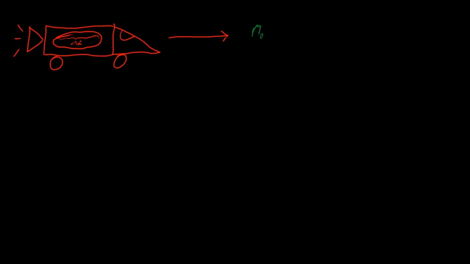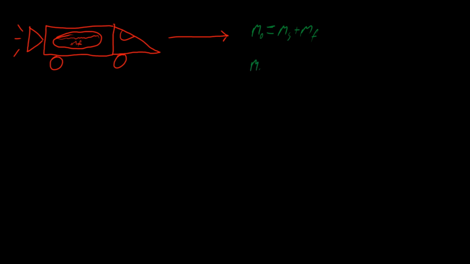We're going to say that the initial mass of this rocket is m naught, and we're going to split the mass into two parts: the mass of the structure itself and the mass of the fuel. The mass of the structure is just the mass of the car with an empty tank, and the mass of the fuel is, of course, the mass of the fuel.